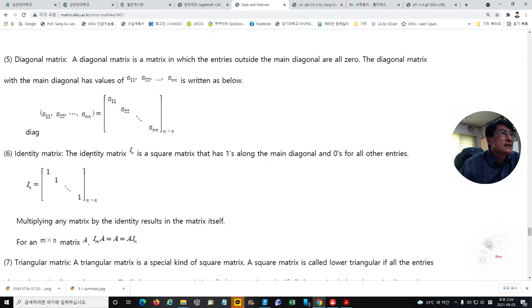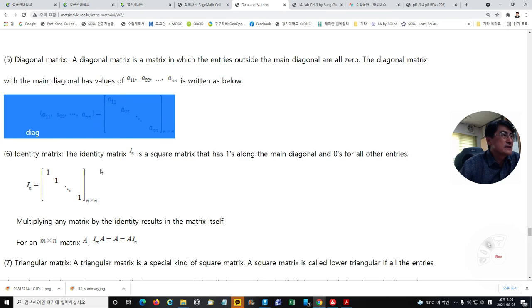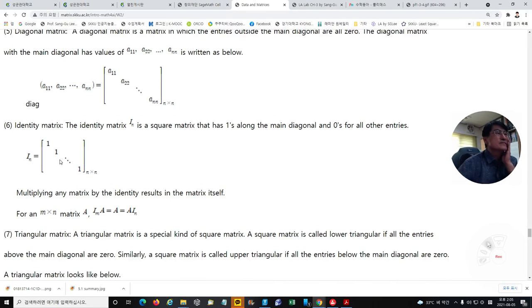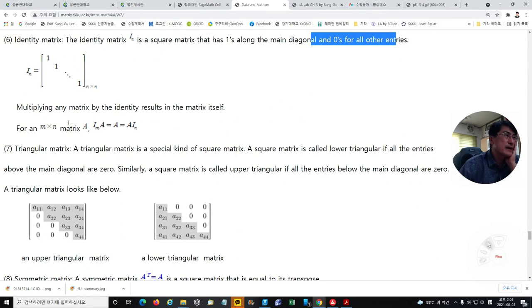So you are free to find the transpose matrix without any difficulty for any size of the matrices A and B. And next, a diagonal matrix is a matrix whose off-diagonal entries are all zero, like this. Here all are zeros. We write it as the diagonal of A11, A22, dot dot dot, Ann. This is the diagonal matrix. And the identity matrix is the special case of a diagonal matrix whose diagonal entries Aii are all ones. Main diagonals are all ones, and off-diagonals are all zeros. If you multiply this identity matrix to any matrix A, it is the matrix A itself.